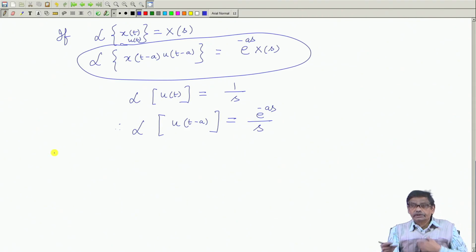Anyway, we will continue with this, and this is very interesting. If you know these rules, you will be able to gain much more in solving network analysis. In some later lectures, we will come to that.